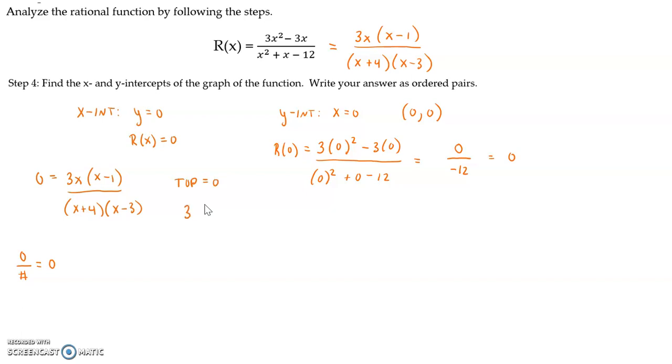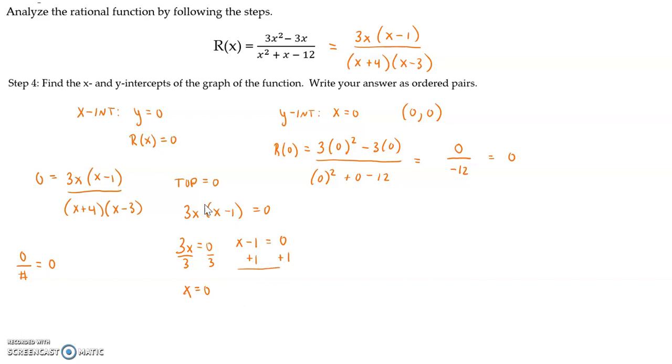So that means I've got 3x times x minus 1 equal to 0. And the only time this could happen is if my 3x is equal to 0, or if my x minus 1 piece is equal to 0. Okay, so we can solve each of these equations for x. On this one on the left, if we divide both sides here by 3, we're going to get an x value of 0.